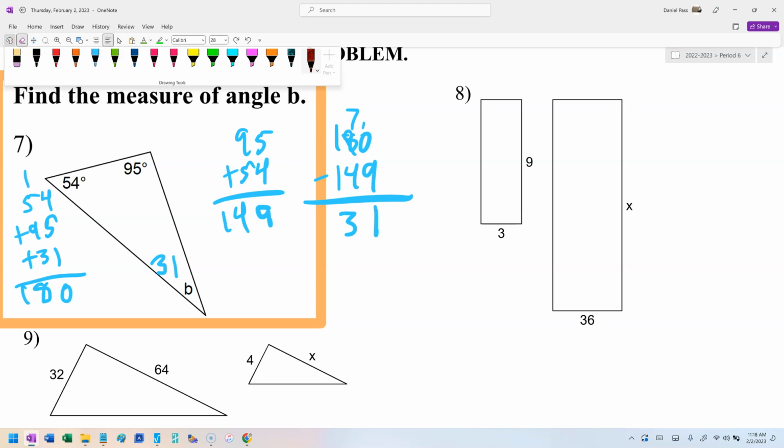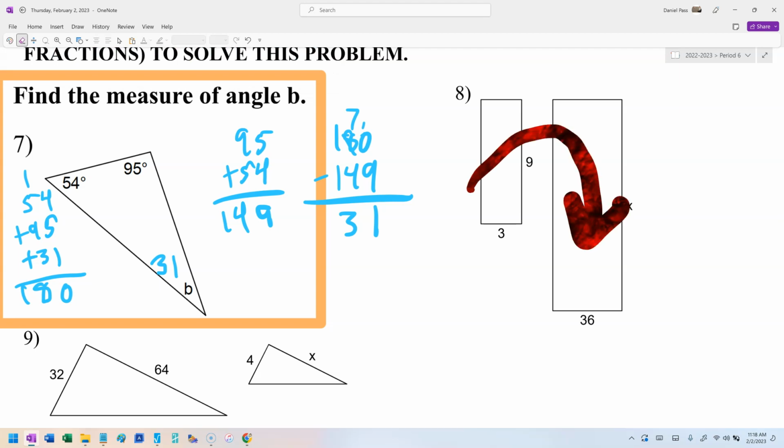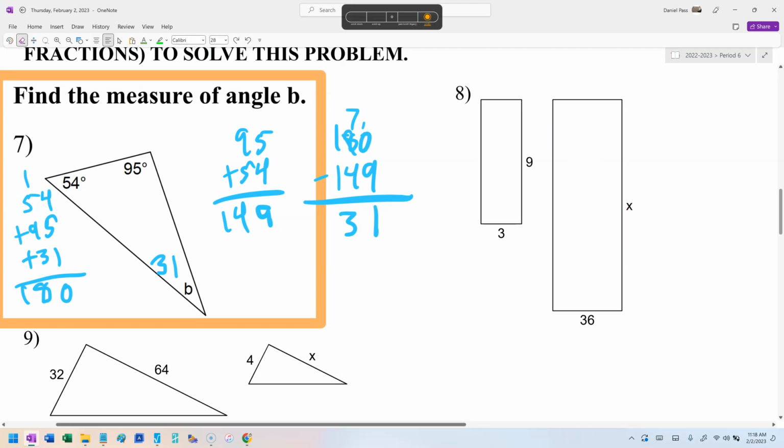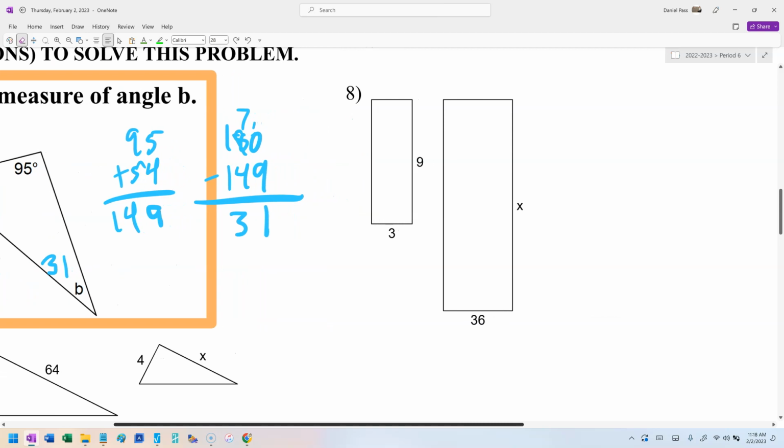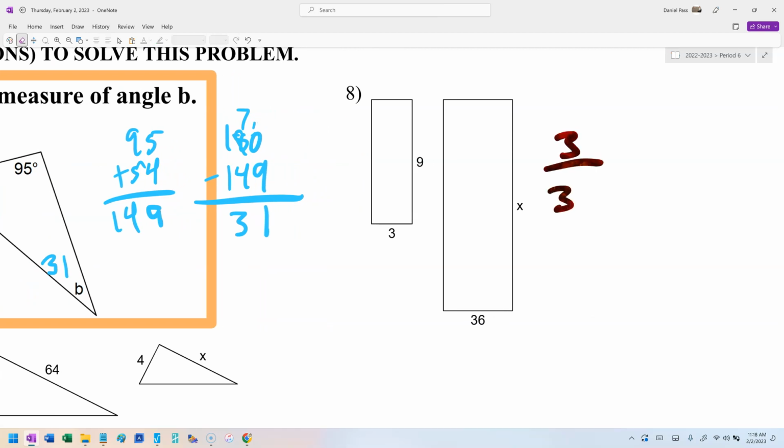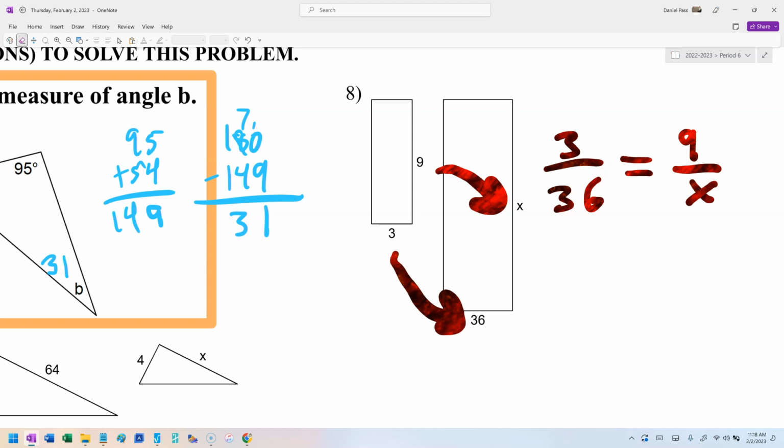Oh, lava. Oh, okay. So we want to compare the smaller shape to the bigger. So our numerators are going to be the smaller shape. So you said 3 over 36, right? Yeah. Okay. Is equal to 9 over x. That's very good. So you see smaller over bigger. Yeah. Smaller over bigger.